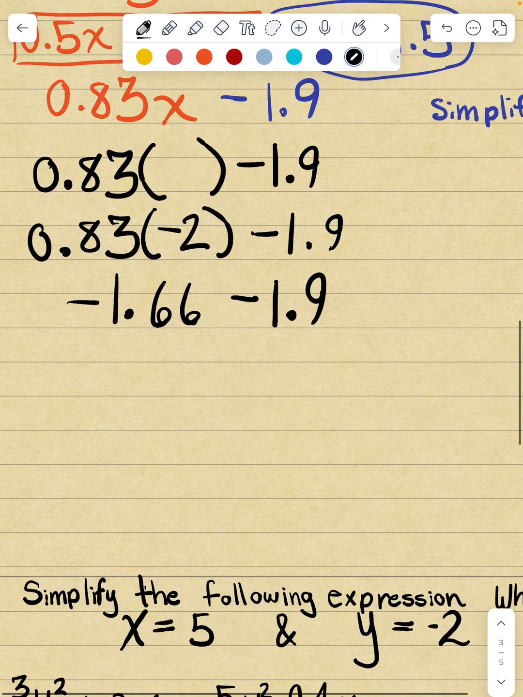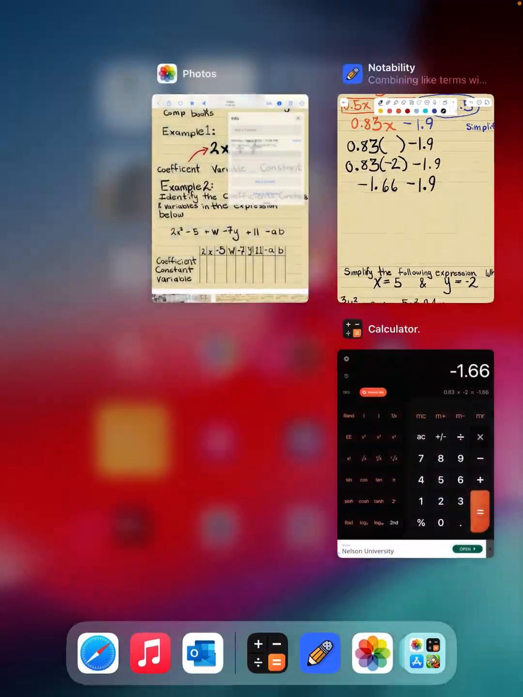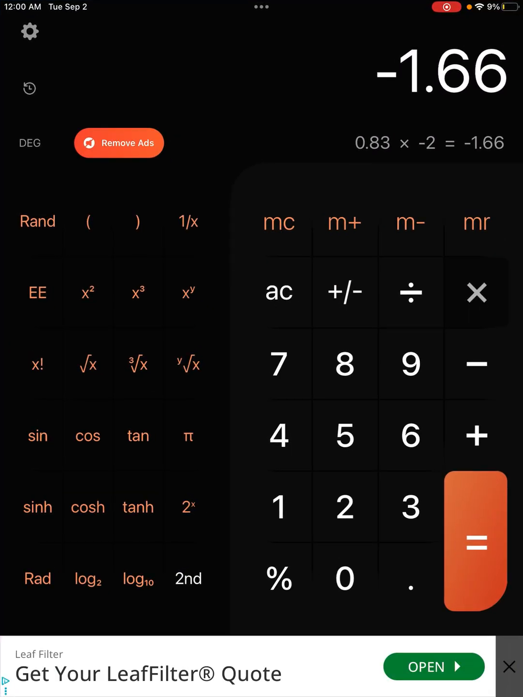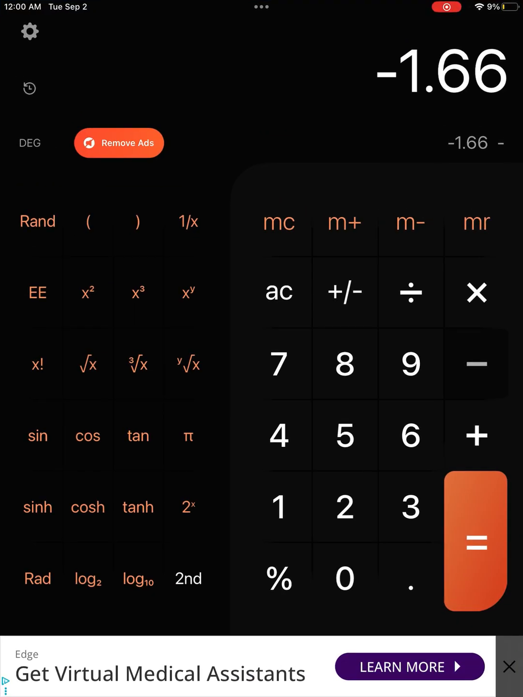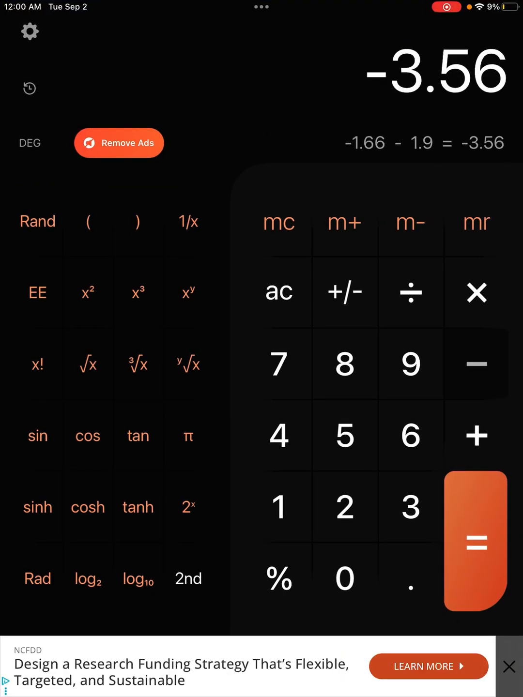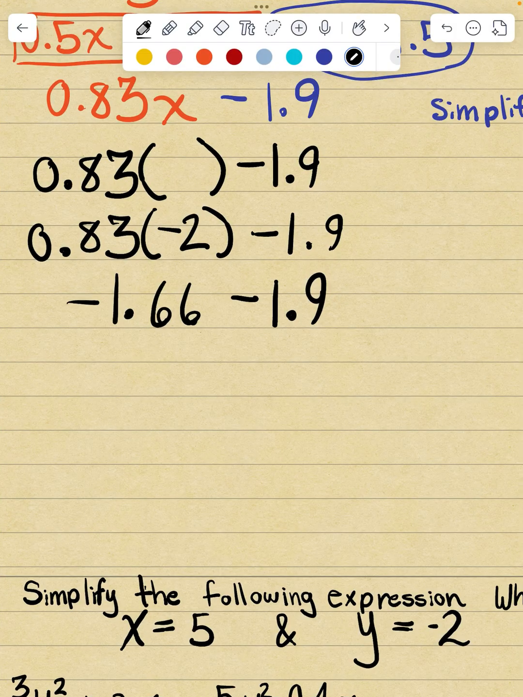So this is like a lot, right? So I would just, again, put it in your calculator. So we've already got negative 1.66, but I'm going to show you how to do it again. So you push that little negative 1.66. Okay, minus, and we had 1.9. And we get negative 3.56. And this, believe it or not, is our answer.